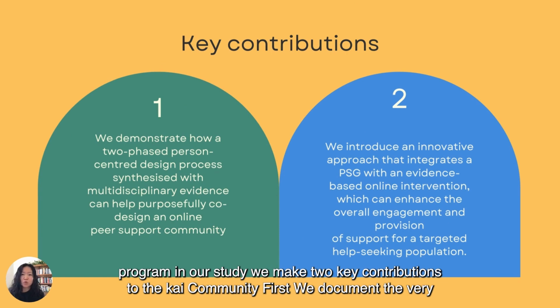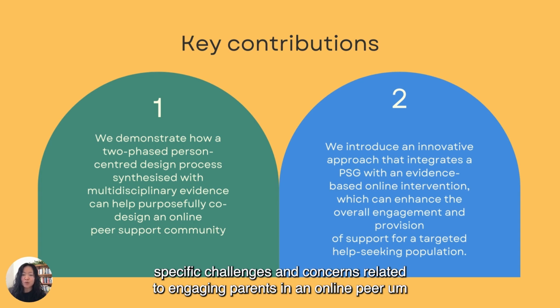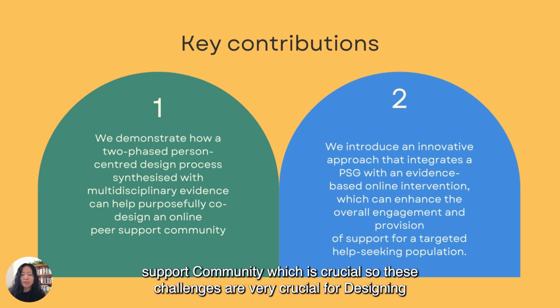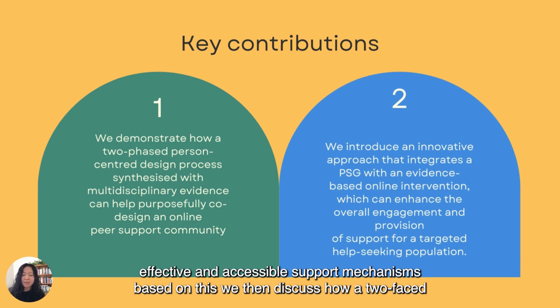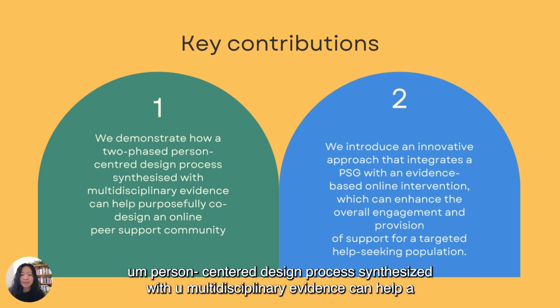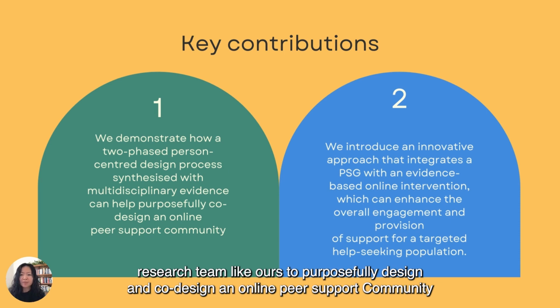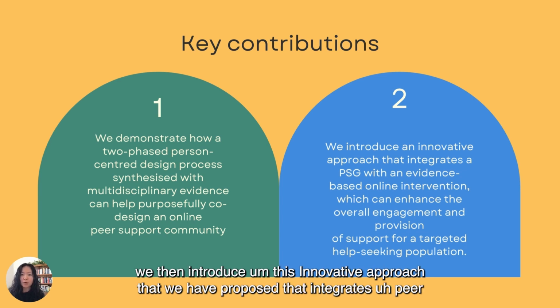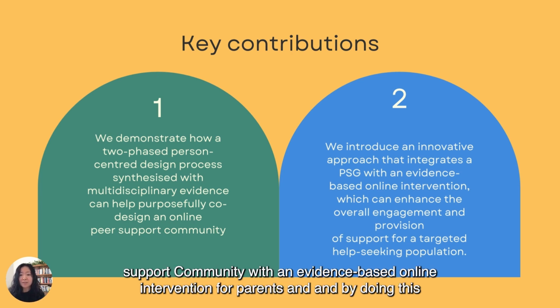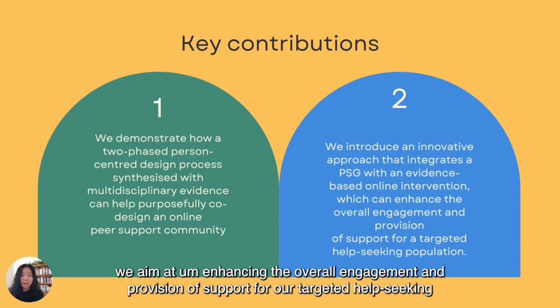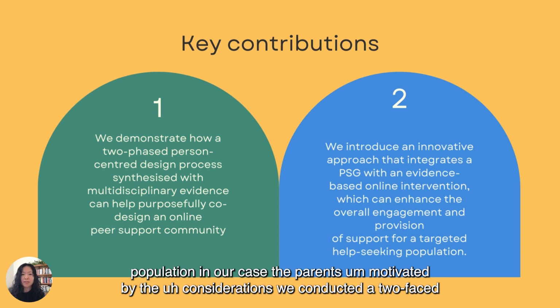In our study, we make two key contributions to the CHI community. First, we document the very specific challenges and concerns related to engaging parents in an online peer support community, which is crucial. So these challenges are very crucial for designing effective and accessible support mechanisms. Based on this, we then discuss how a two-phased, person-centered design process synthesized with multidisciplinary evidence can help a research team like ours to purposefully design and co-design an online peer support community. We then introduce this innovative approach that we have proposed that integrates a peer support community with an evidence-based online intervention for parents. And by doing this, we aim at enhancing the overall engagement and provision of support for our targeted help-seeking population, in our case, the parents.